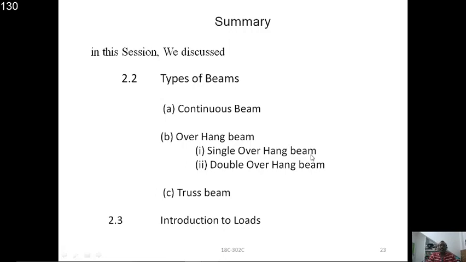So today we discussed the different types of beams: continuous beams, overhang beams, single overhang beams, double overhang beams, and truss beams, and an introduction to loads.